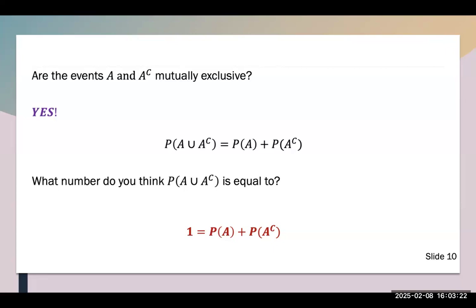So in other words, if I ask you, like when we roll a die, what's the probability of rolling a 4 or not rolling a 4? Well, those are your only options. So you have to roll a 4 or not a 4. So there's a 100% chance that you're either going to roll a 4 or not a 4. That's why this is equal to 1.